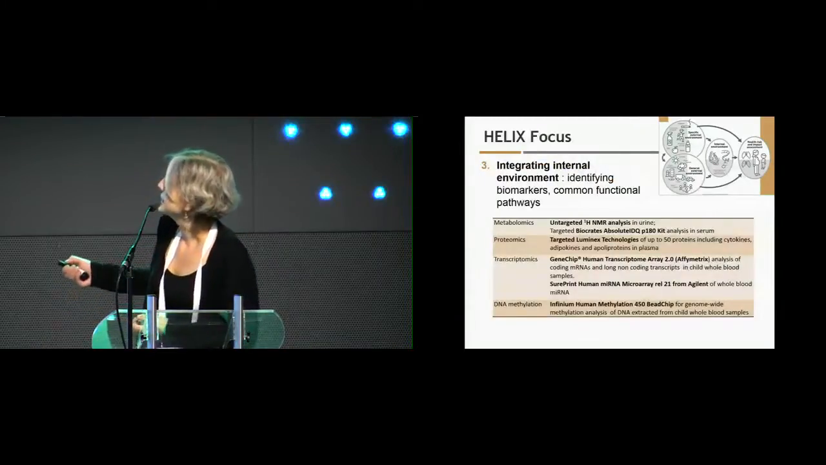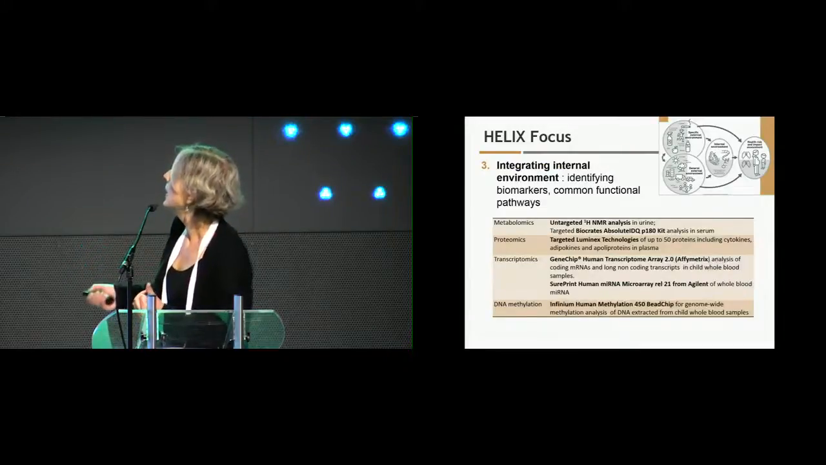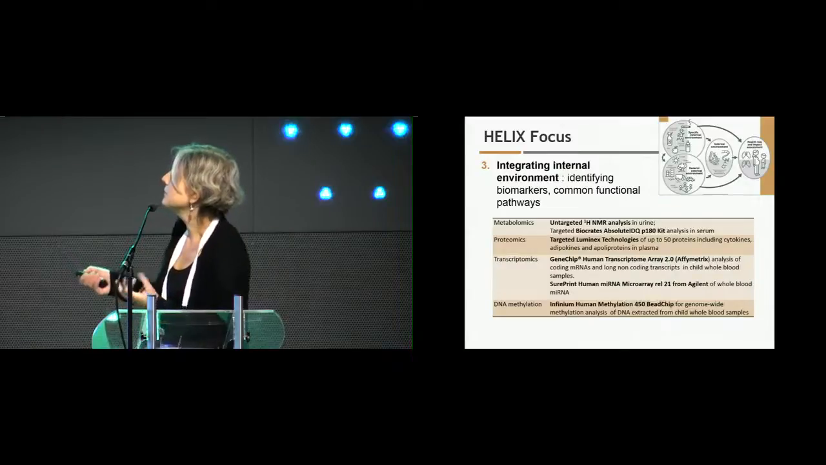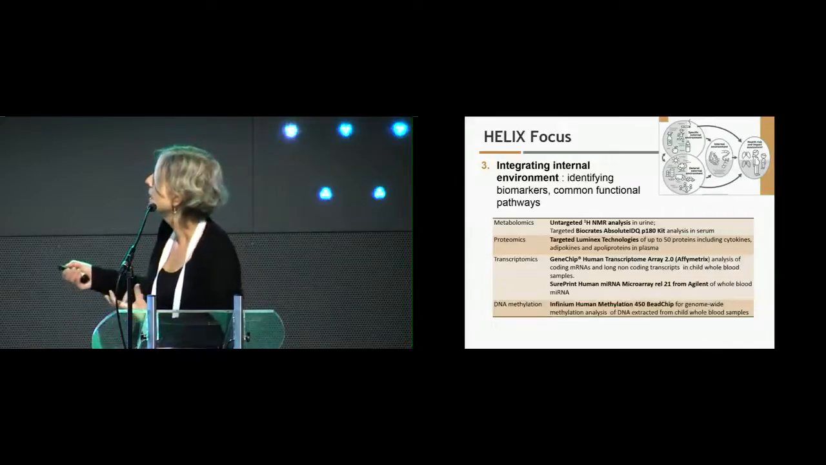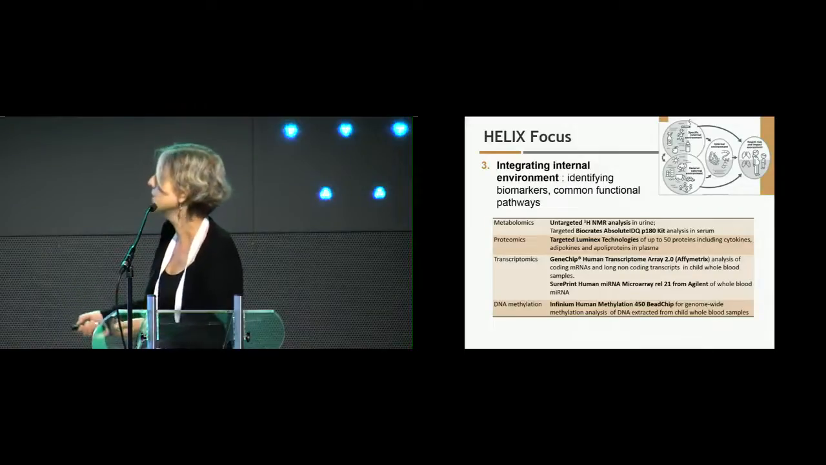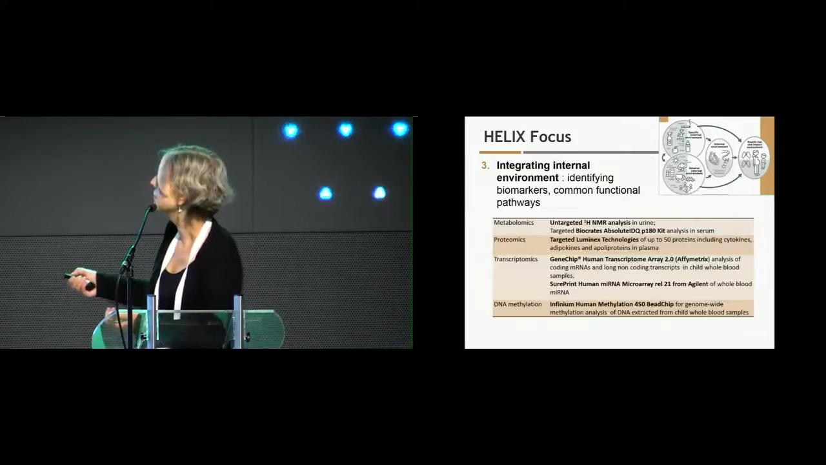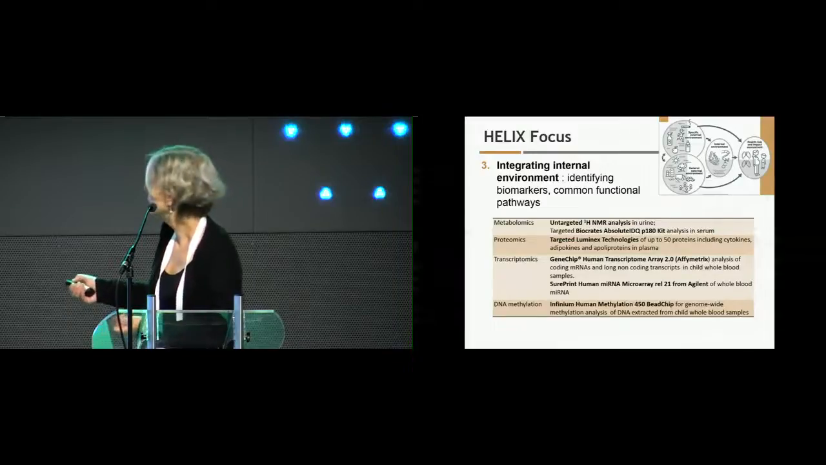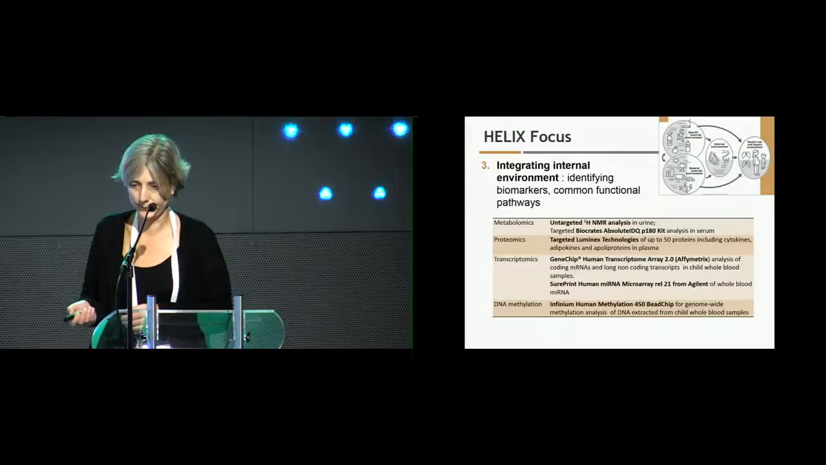The third part of HELIX is to integrate the internal environment. So this little part of the picture. And here the aim is to identify biomarkers of these multiple external exposures and to try and identify some common functional pathways through these omics methods. So we have a whole list of omics methods. We have metabolomics in urine and blood. Proteomics is a very targeted assay, the multiplex. We do transcriptomics and microRNAs and the DNA methylation.